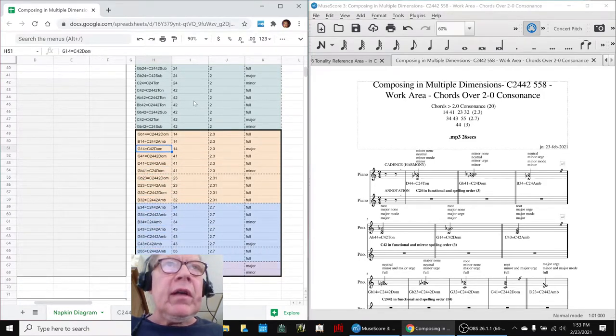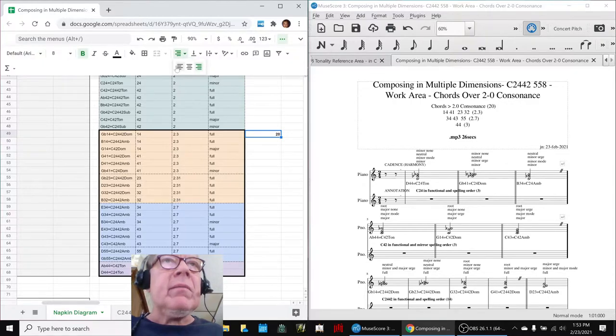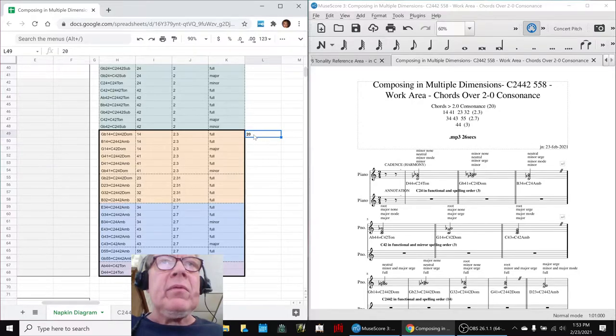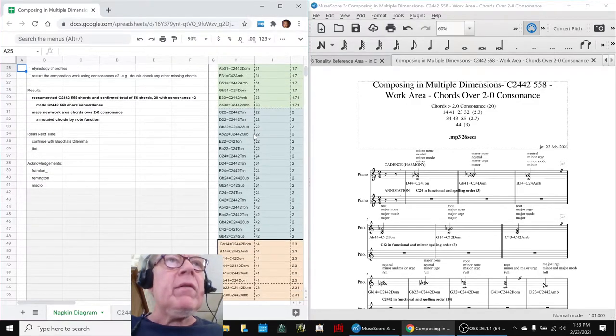And then the ones we're working with for Buddha's Dilemma are these chords where the consonants, which is this column, is greater than 2. So there are 56 chords in all, and there are, it turns out, 20 of these chords. Here, make it look nice there and match it. So we got 20 chords to work with. And if you may remember, we had thought we had 16, and then we thought we had 18, and we were kind of feeling a little iffy. So now we know for sure.